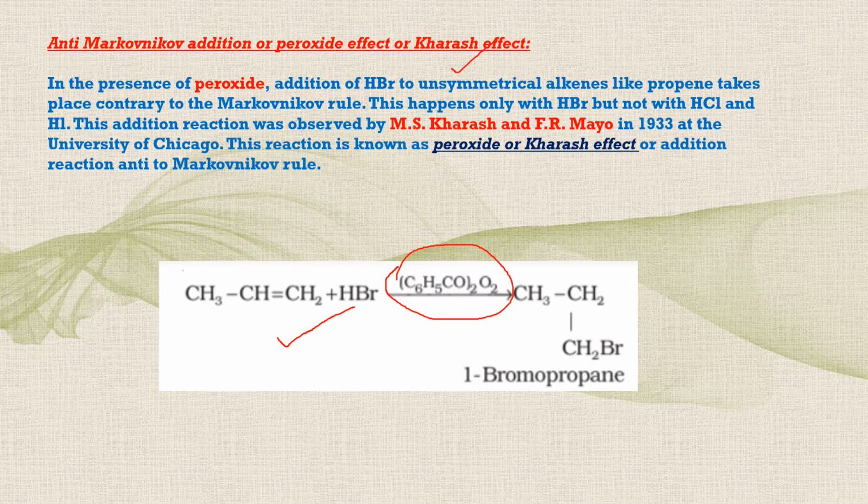So here you have 1-bromopropane as the major product, and in the Markovnikov's addition we had 2-bromopropane as the major product. So here the major product is totally different. So we are calling it anti-Markovnikov. It's carried out in the presence of peroxide. So we call it peroxide effect also. Another thing is that this was observed by Kharasch and Mayo in 1933 at the University of Chicago. So after the name of the scientist Kharasch, it is called Kharasch effect also. You should know these terms, that why these names are given.